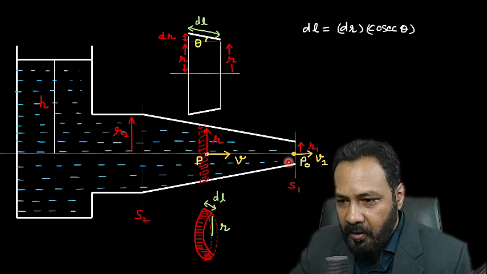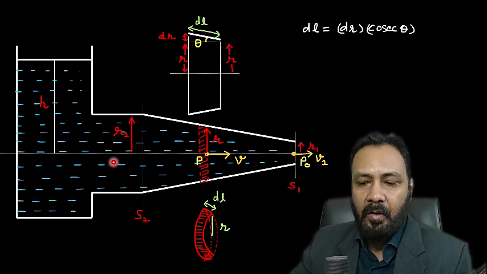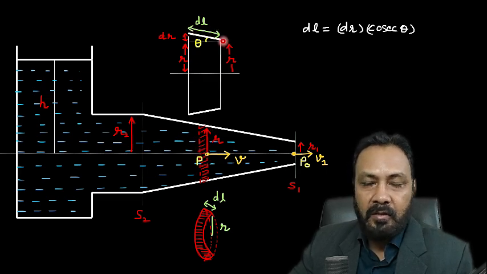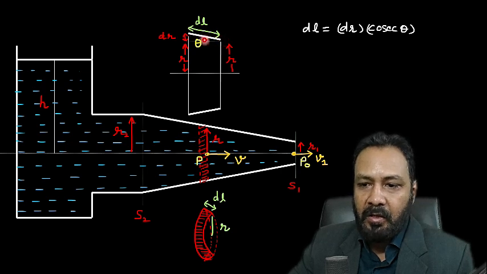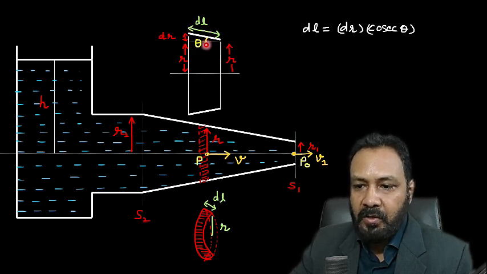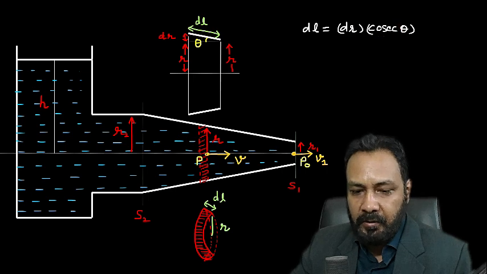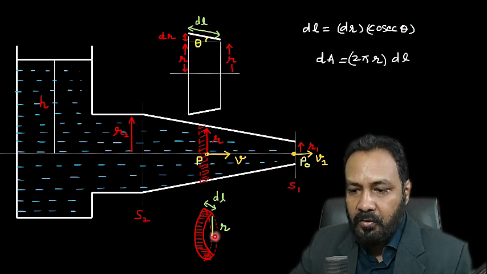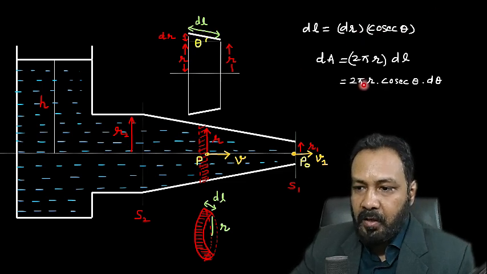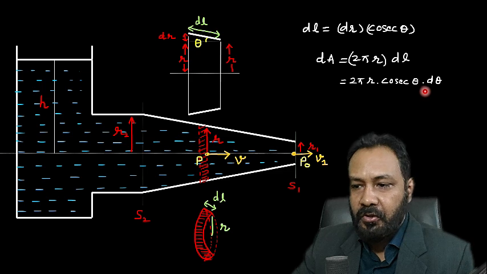The area would be 2 pi r into dl, and before that, the radius here is r and it is gradually increasing as I go from here to here. So the radius here is r and the radius here is r plus dr. So the increase in the radius going along dl length is dr. Suppose this angle is theta. So from here you can see that sine theta is equal to dr by dl, so dl is equal to dr by sine theta, so dl is equal to dr cosec theta. And the area, 2 pi r into dl, in terms of dr, is 2 pi r cosec theta into dr.